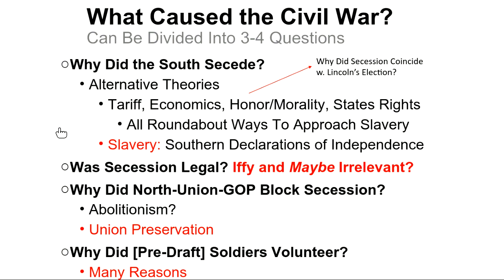Some people talk about the basic economic differences between the North and South, and they were developing different economies, but economies that really relied on each other in a lot of ways.